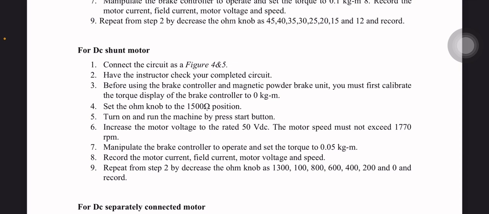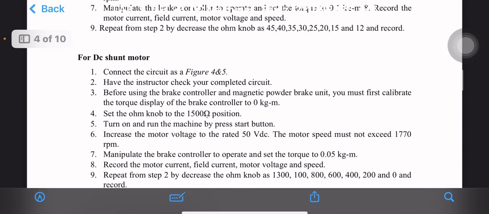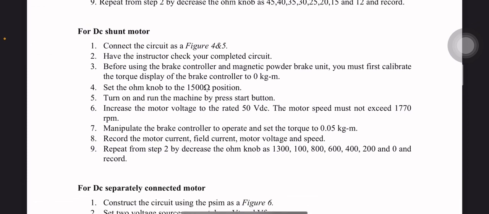Okay, next, for the DC shunt motor, firstly, connect the circuit as in figures 4 and 5. Have the instructor check your complete circuit. Then, before using the brake controller and magnetic powder brake unit, you must first calibrate the torque display of the brake controller to 0 Nm. Next, set the knob to the 1050 position. Turn on and run the machine by pressing the start button. Increase the motor voltage to the rated 50 volts. The motor speed must be at 1070 RPM.